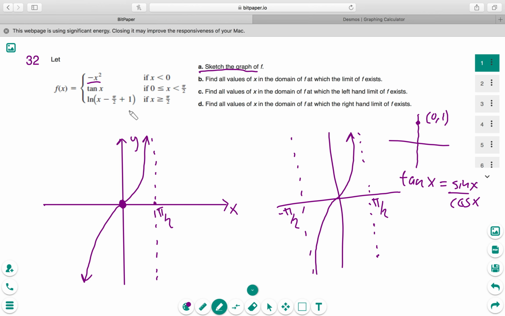And now we just have this last part. The ln of x minus pi halves, plus 1, if x is greater than or equal to pi halves. So here we have this value. So it's actually equal to pi halves at this value. But this is one weird function, right? So the first thing I'm going to do, first of all, is I'm just going to delete all this stuff.